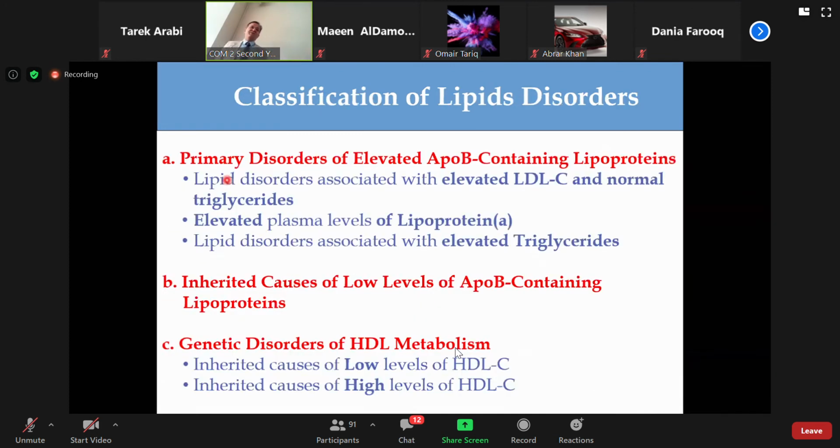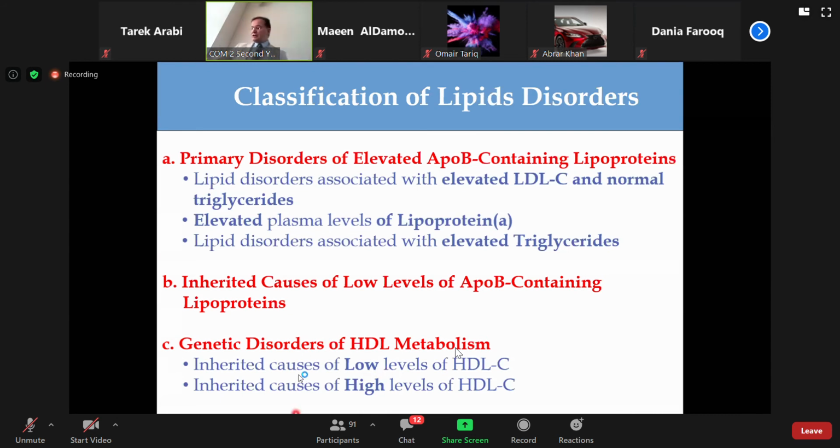Okay, another classification. As I said, I'm going to give you two classifications. One quick classification would help you know what the lipid profile associated with each condition is. That classification basically classifies the disorders into three categories. The first one, primary disorders with elevated ApoB containing lipoproteins. Then we have the inherited causes of low levels of ApoB containing lipoproteins. And finally, the genetic disorders of HDL metabolism.